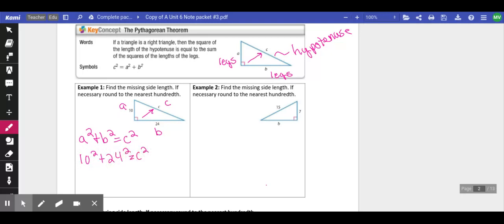I now need to do my exponents first because order of operations says exponents first. So 10 squared is 100. 24 squared is 576 equals c squared. And now add those together, which is 676 equals c squared. And then the important thing is the opposite of squaring is to take the square root. So in order to find c, we need to take the square root of both sides. So I'm going to say the square root of 676 equals c, which in this problem it told me to round to the nearest hundredth, which actually is 26. It's a perfect square.